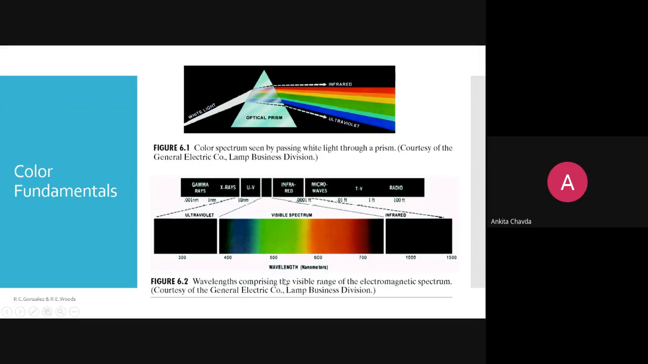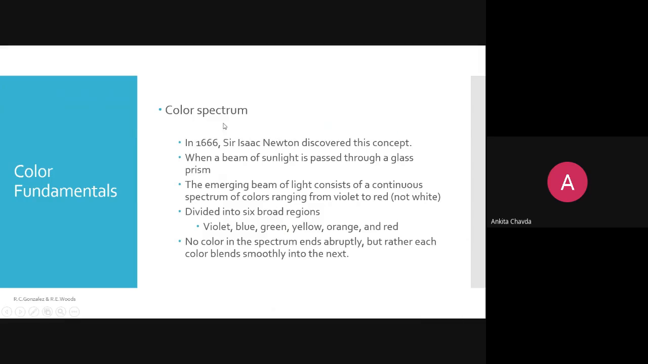this is the wavelength comprising the visible range of the electromagnetic spectrum. And now we'll see what the color spectrum is. So in 1666, Sir Isaac Newton discovered this concept. When a beam of sunlight is passed through a glass prism, the emerging beam of light consists of a continuous spectrum of colors ranging from violet to red, not the white color, but this white color is converted into the different colors, which is divided into 6 broad regions: violet, blue, green, yellow, orange, and red.